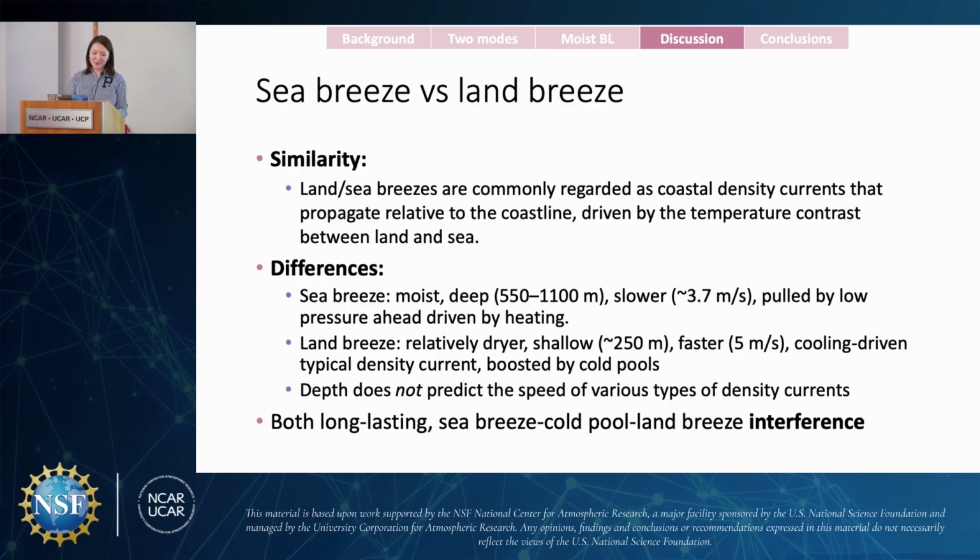Also, an important conclusion here is that the depth does not predict the speed of various types of density current. And the sea breeze and land breeze in our case are both very long lasting. So they are not independent in space or time. This is what we call the sea breeze, cold pool, land breeze interference, especially since the cold pools can build a connection between them.